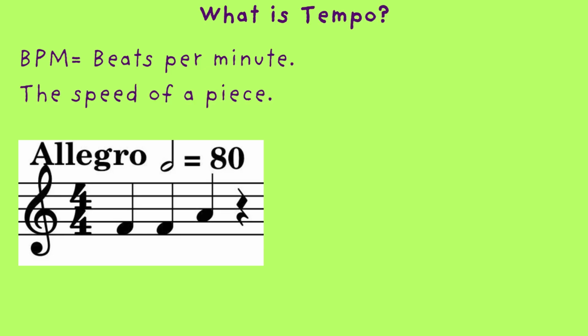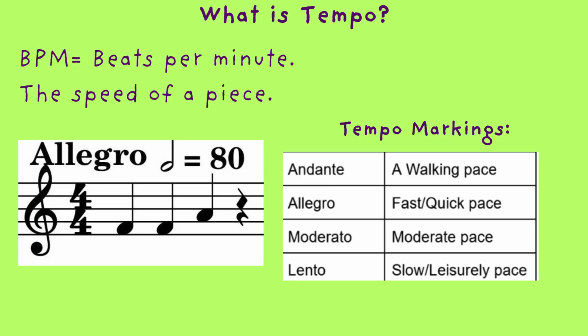Tempo is how many beats there are per minute, so basically the speed of the piece. They can be written like this. Terms such as allegro, moderato, andante. These terms are used to describe the tempo, and lento can also be used as a general speed. Allegro means fast, moderato means moderately, andante means at a walking pace, and lento means slowly.